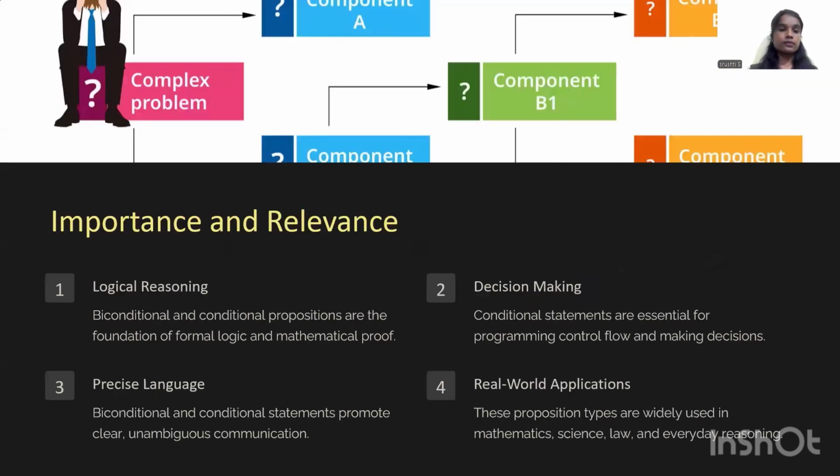Importance and relevance: logical reasoning, decision making, precise language, real world applications. Logical reasoning: biconditional and conditional propositions are the foundation of formal logic and mathematical proof. Decision making: conditional statements are essential for programming control flow and making decisions. Precise language: biconditional and conditional statements promote clear and unambiguous communication. Real world applications: these proposition types are widely used in mathematics, science, law, and everyday reasoning.